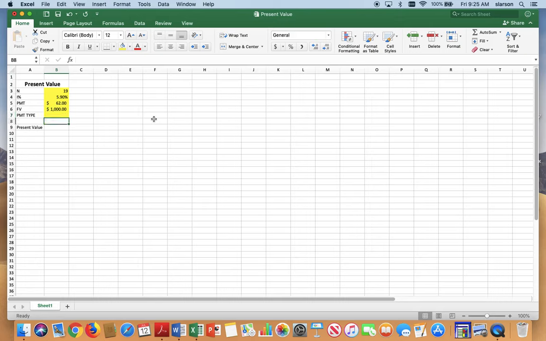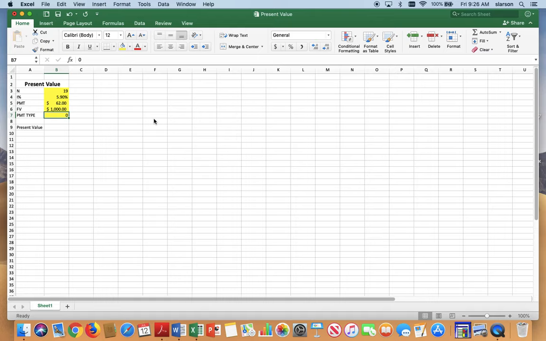And let's say I'm going to receive my first payment a year from today. So that's going to be an ordinary annuity, if I'm going to receive my first $62 payment a year from today. So here I'm buying the bond, and the first payment I'm going to receive is a year from today. I have to wait a year.